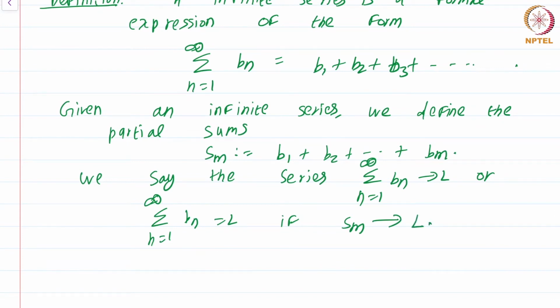Okay, as this definition is very important, let me read it out again. An infinite series is a formal expression of the form summation n equals 1 to infinity bn, also written as b1 plus b2 plus b3 plus so on. Given an infinite series, we define the partial sums Sm to be the sum of the first m terms b1 plus b2 plus dot dot dot bm. We say the series summation n equal to 1 to infinity bn converges to L, or that the series is equal to L, if the sequence of partial sums Sm converges to L.